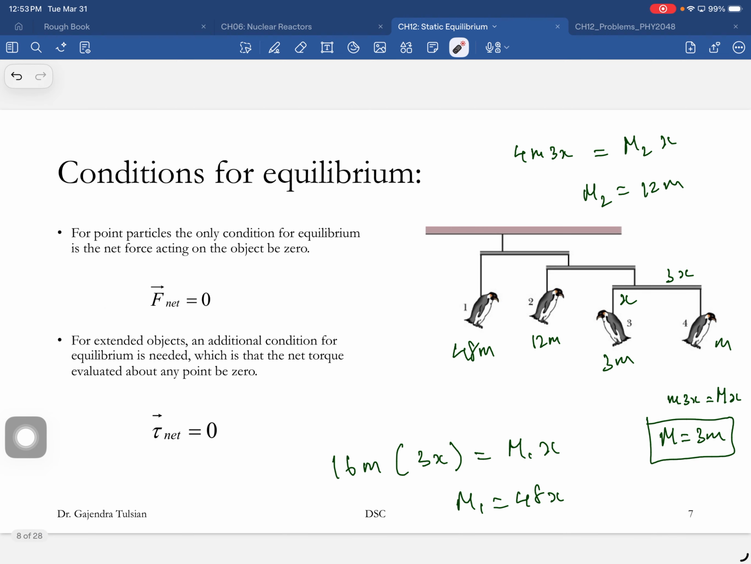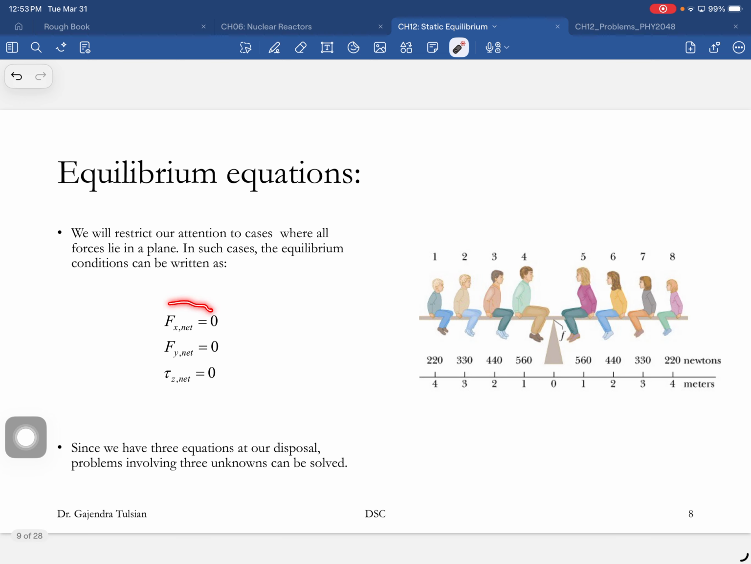Now, right now we'll keep things simple. Most of the forces, all the forces will be in a plane, so they'll only have x and y components. So these will be the two conditions: the x components should add up to 0 and the y components should add up to 0. And when forces are in a plane, the torque is in the perpendicular direction, so it'll have only a z component. Okay? So we will solve problems where these three conditions will need to be satisfied.